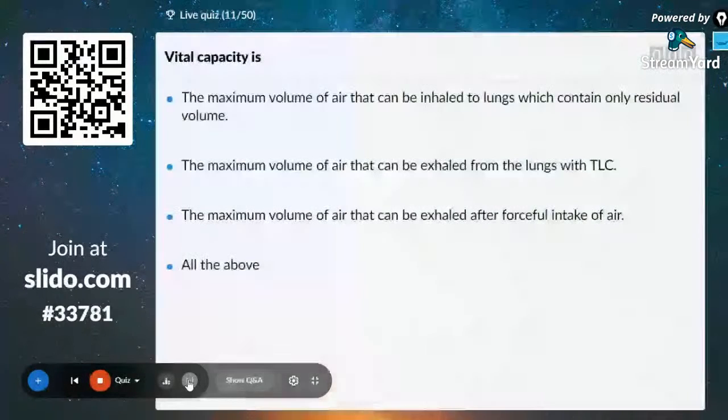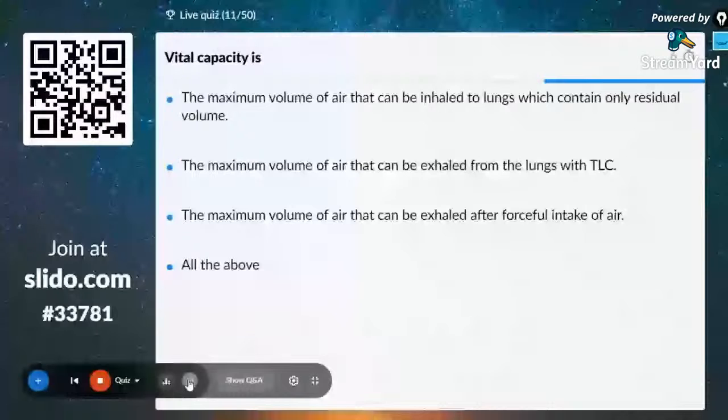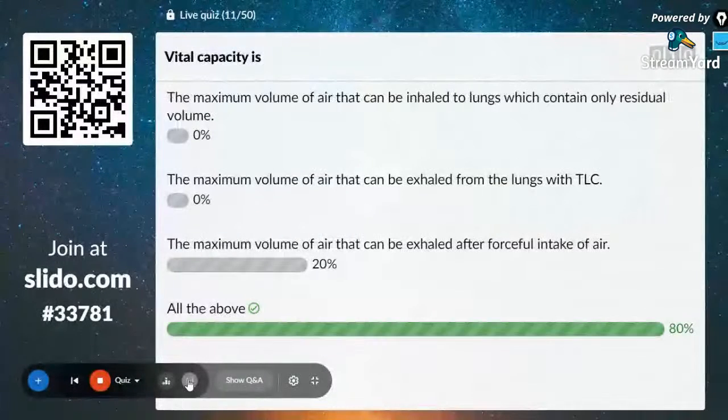Vital capacity is the maximum volume of air that can be inhaled to lungs which can contain only residual volume. The maximum volume of air that can be exhaled from the lungs with total lung capacity. The maximum volume of air that can be exhaled after forceful intake of air. All the above. Yes. All the above is the answer. All the following three statements define vital capacity.